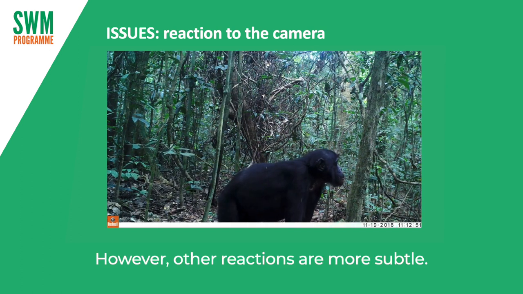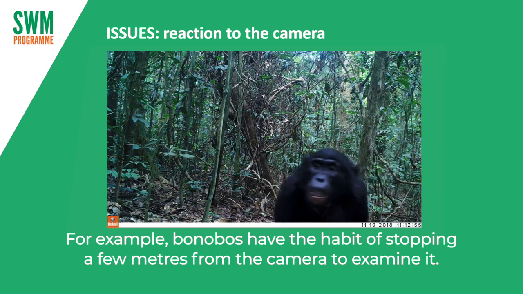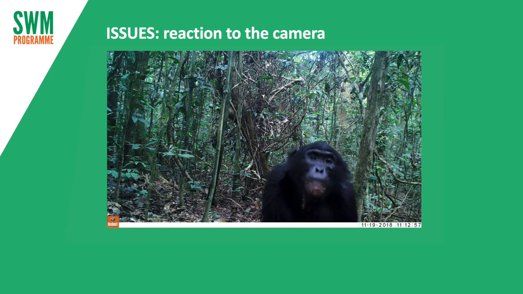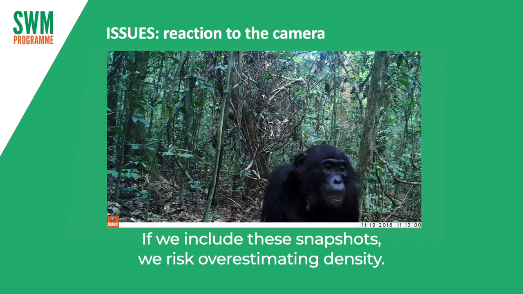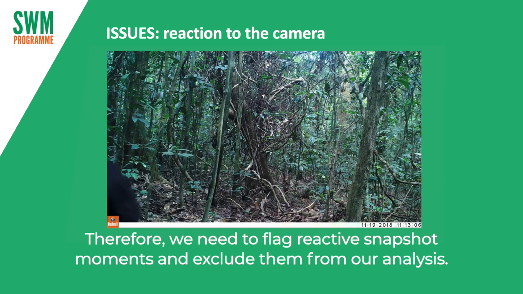However, other reactions are more subtle. For example, bonobos have the habit of stopping a few meters from the camera to examine it. If we include these snapshots, we will risk overestimating density. We do not want that. Therefore, we need to flag reactive snapshot moments and exclude them from our analysis.